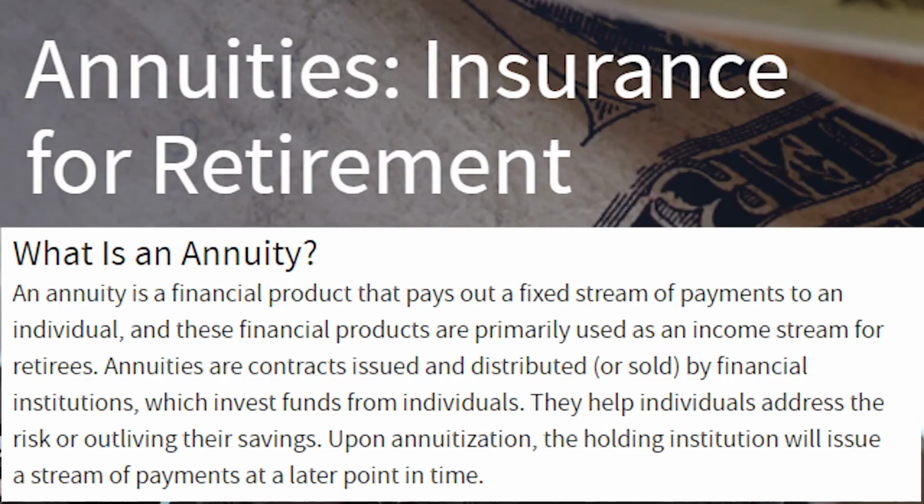All right, what is an annuity? Well, let's see what Investopedia says. An annuity is a financial product that pays out a fixed stream of payments to an individual, and these financial products are primarily used as an income stream for retirees. Annuities are contracts issued and distributed or sold by financial institutions which invest the funds from individuals. They help individuals address the risk of outliving their savings. Upon annuitization, the holding institution will issue a stream of payments at a later point in time.